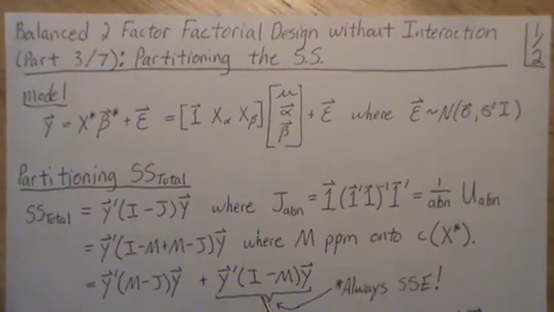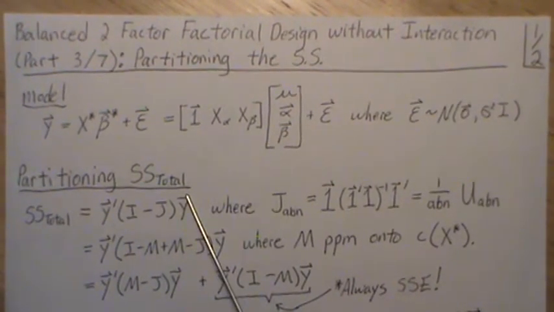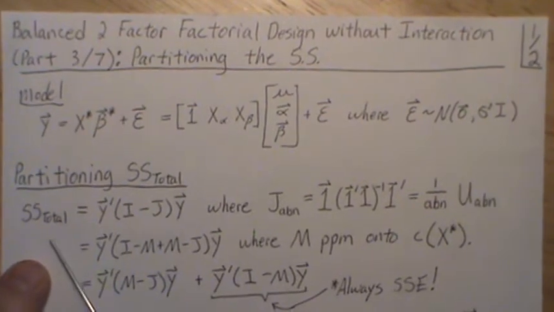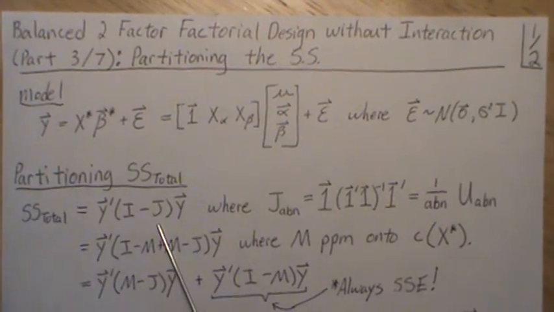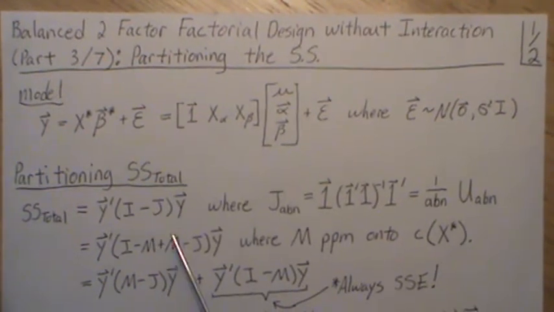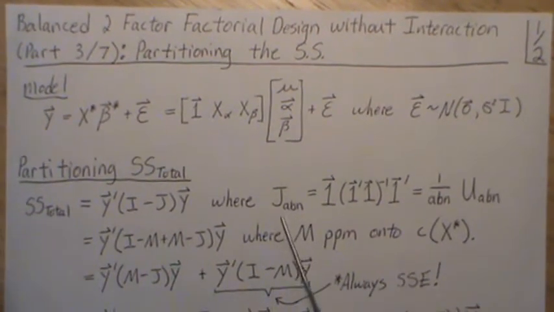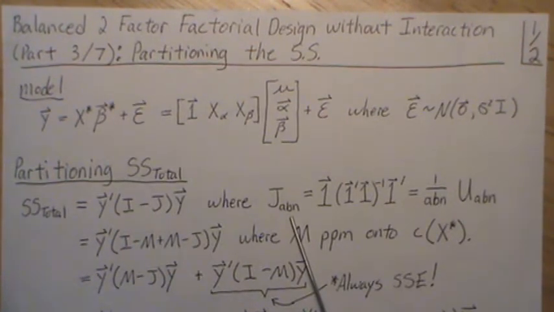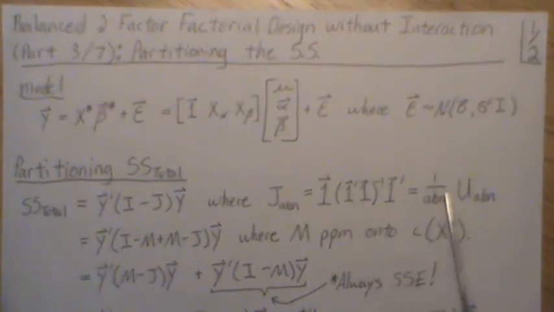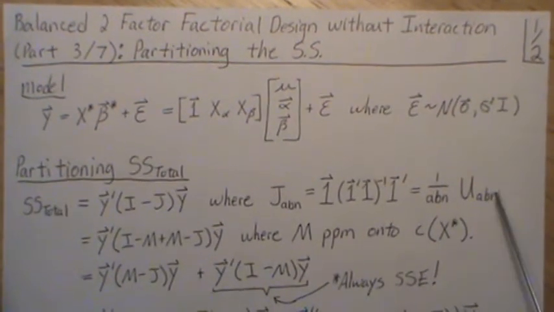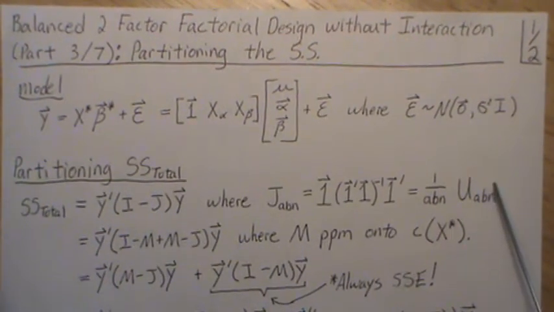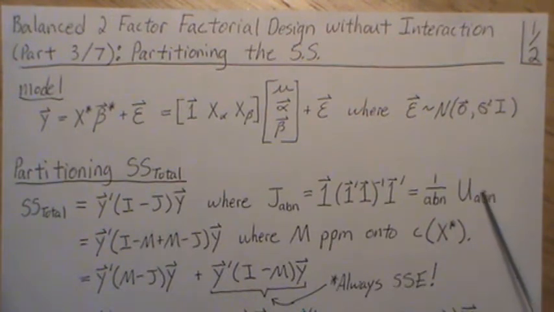Now, partitioning the total sum of squares, I think is easiest to do in matrix form. So the sum of squares total in matrix form is y transpose (I minus J) y, where J is the perpendicular projection matrix onto the column space of ones, defined like this. And this creates a matrix. U is a matrix of all ones, and the index down here indicates how many rows, and if it is left off, then it's how many columns too. So it's a square matrix of 1 over a times b times n.